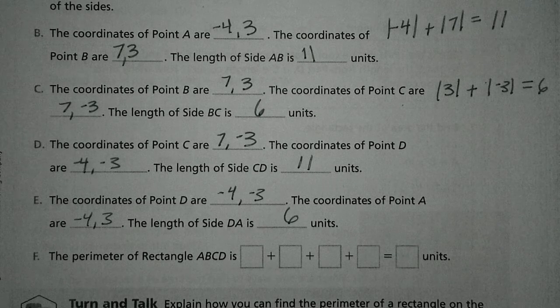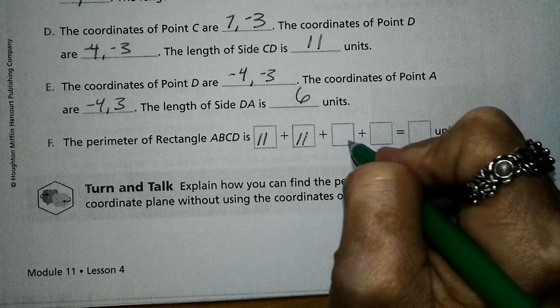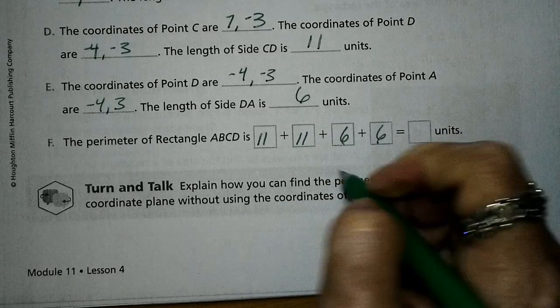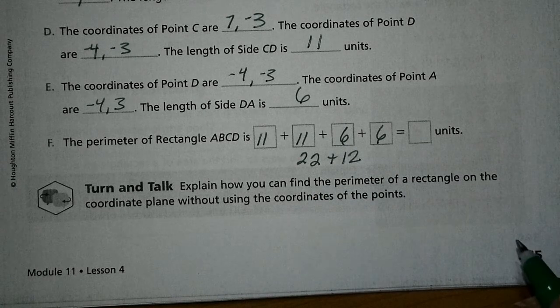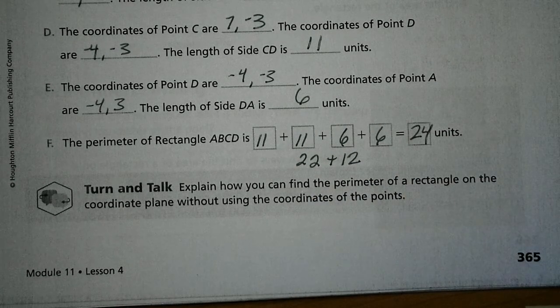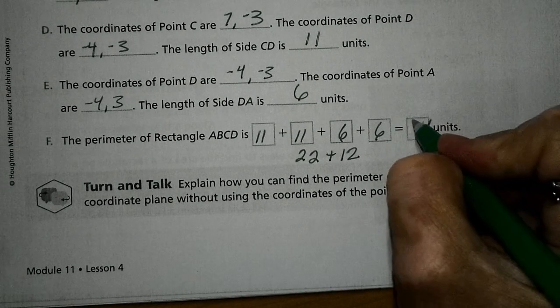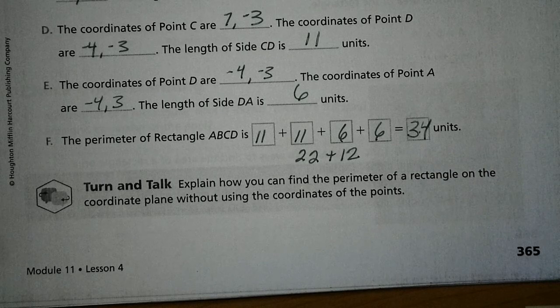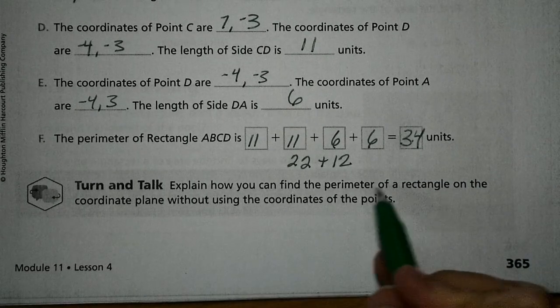So now we're going to find the perimeter. So all we do is add them. 11 plus 11, 6 plus 6. So I end up with 22 plus 12, which is 34. All right. So, did I have to use the rule?